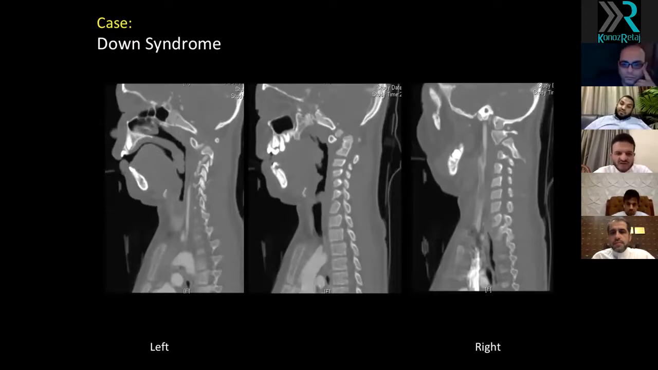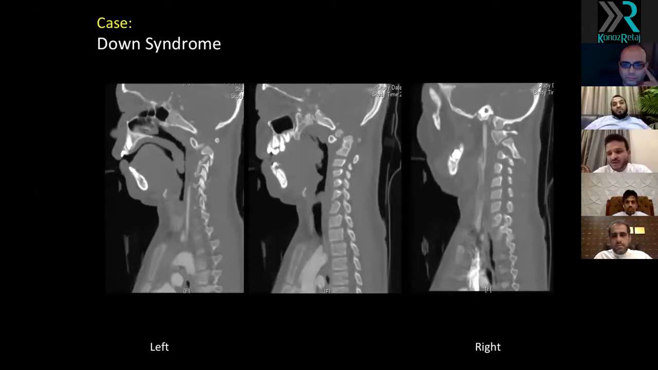Preoperative traction, I find it works very well. I have done intraoperative traction for a Down syndrome patient who was not cooperative, nor was the family cooperative, and it did help very well. You have to be very careful with intraoperative traction.